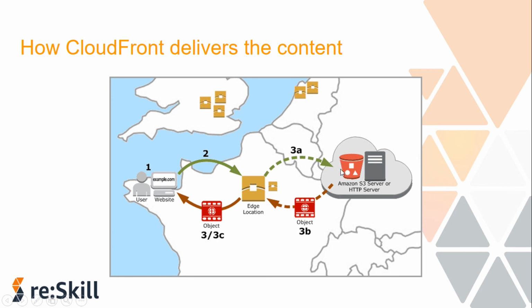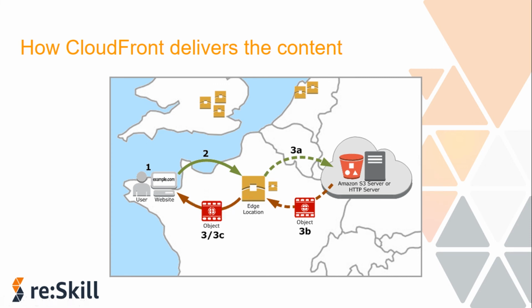For example, to the S3 bucket for maybe image files and to your HTTP server for the HTML files. The origin server sends the files back to the edge location. As soon as the first byte arrives from your origin to the edge location, CloudFront begins to forward the files to the user. Okay, like this.